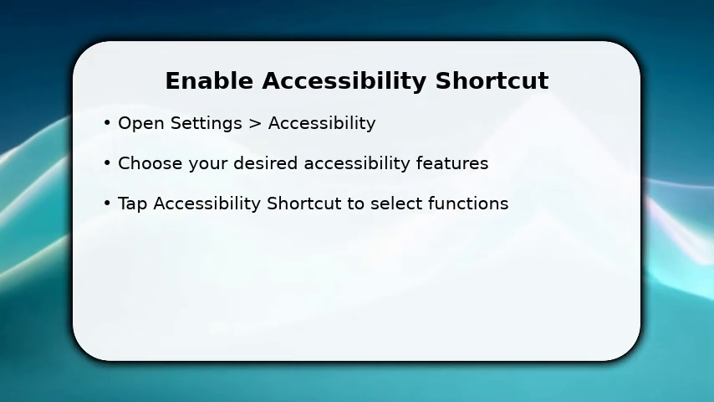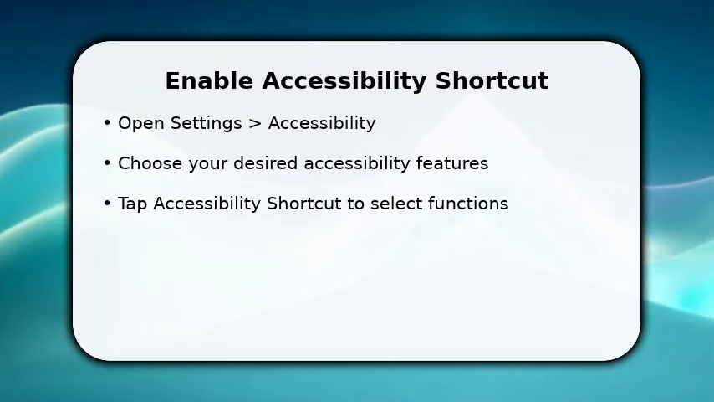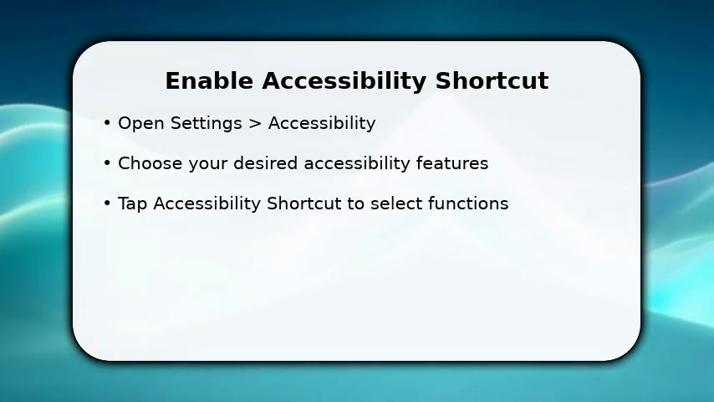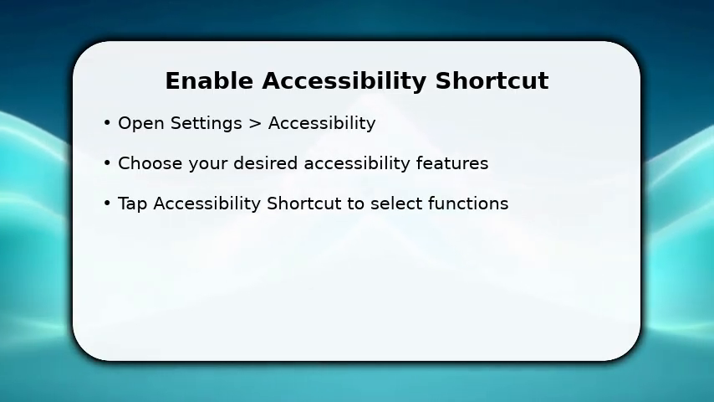Once done, scroll to the bottom and tap Accessibility Shortcut, then tap each feature you want included. Make sure you understand which gestures control those features, because the shortcut will cycle through only the items you see.